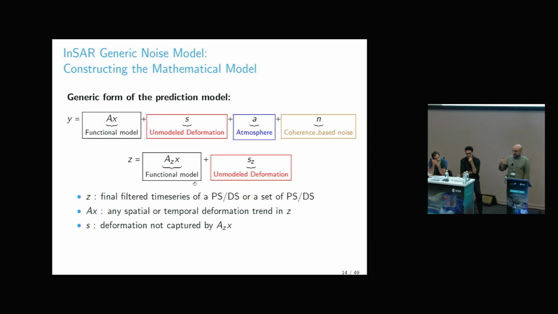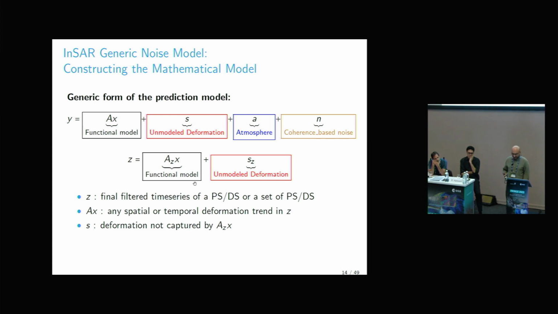Then in the filtering step, we want to use this Y to compute something else. That something else I call Z here. So Z is something that we want to derive. Z is also decomposed in two parts: one deterministic part, RZ X, our functional model, trend, velocity, whatever, and SZ, unmodeled deformation. We want finally the deformation time series or deformation product, so all deformation is there.